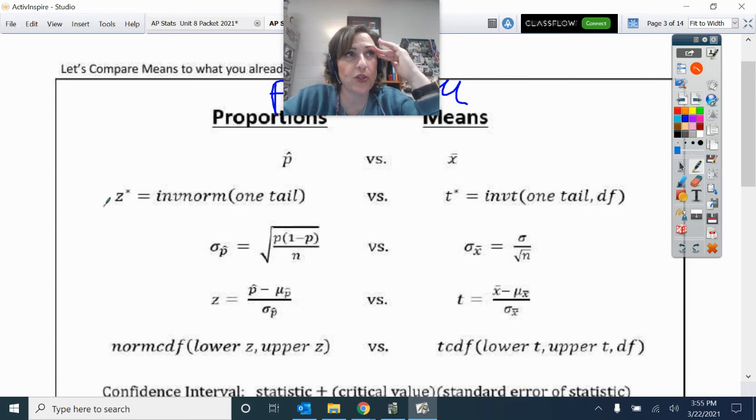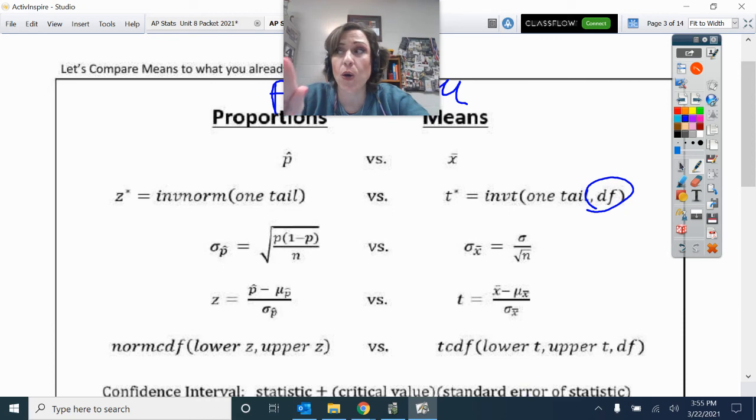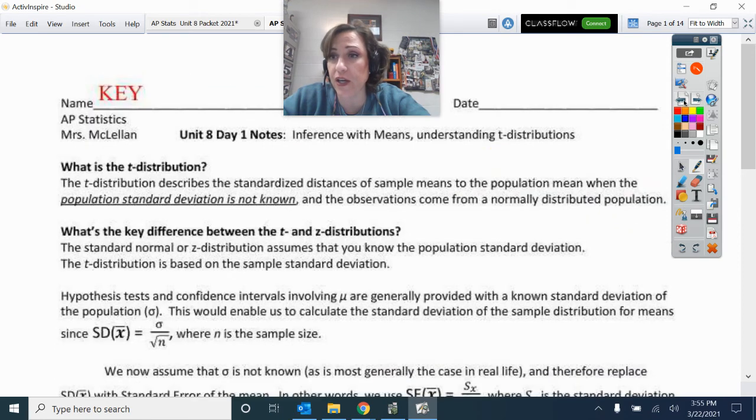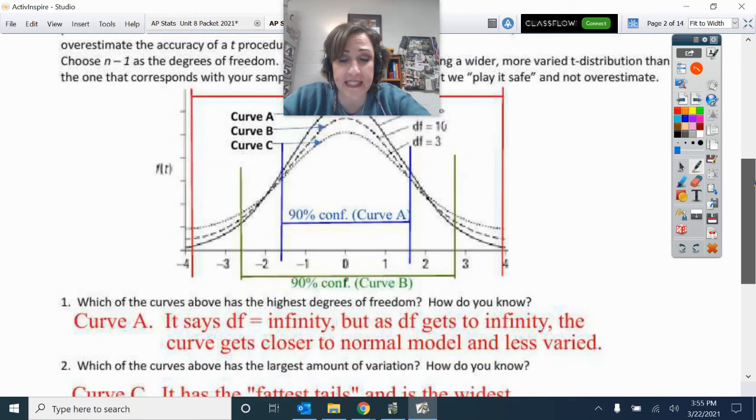Now, you remember if we were going to do a confidence interval and we had to get that critical value, we do not do a Z star and do inverse norm of one tail. Now we will do a T star, and we have to do inverse T in the calculator of one tail, like we have been doing, but you must include the DF. You have to tell it which curve your critical value is on. Because remember, on this picture here, it's a different critical value depending on which t-curve you're computing it from.